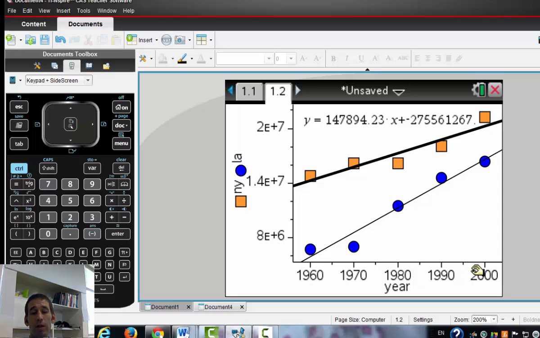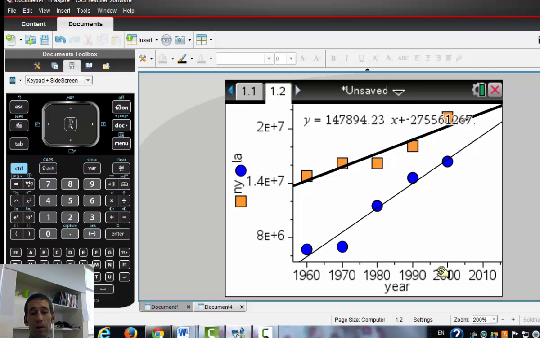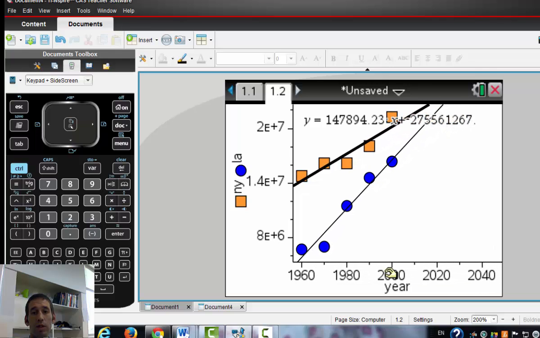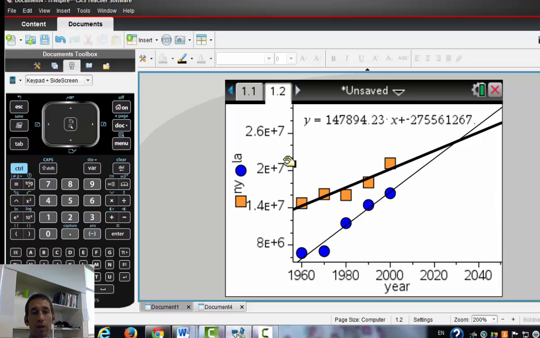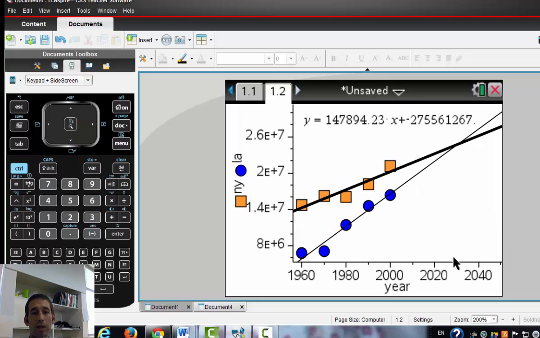So if I go down here to the bottom of my graph and grab onto it, I can move it to the left. Now it looks like it's not quite on my screen. I need to move this part down a little bit. And we can see that these two lines definitely intersect, and it looks like right around the year 2030 or so. So around 2030, these intersect, and it tells me that there are going to be around 26 million people in those two cities in the year 2030.